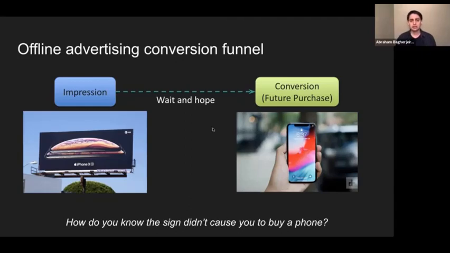Now, the challenge with offline advertising is that there is no direct relationship between these two things. How do we know that buying the phone wasn't influenced by the sign? You put up the sign, people buy phones. How do you know that the sign made them buy the phone? Well, it's very difficult to do, and it's not obvious. And so people spent a lot of time on building models to tease that effect apart.